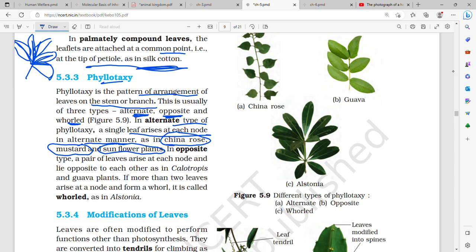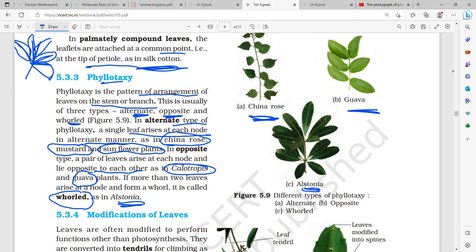In opposite phyllotaxy, a pair of leaves arise at each node and lie opposite to each other, such as calotropis and guava. If more than two leaves arise at a node and form a whorl, then it is called whorled, as in Alstonia. So this is China rose, this is guava, and this is Alstonia.